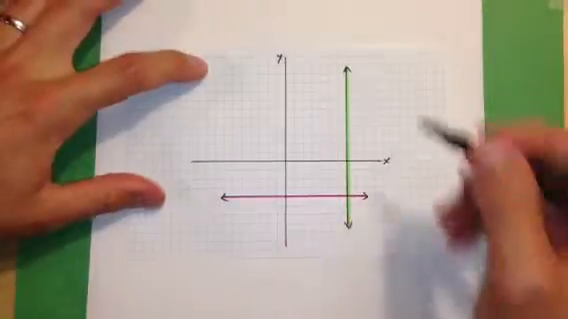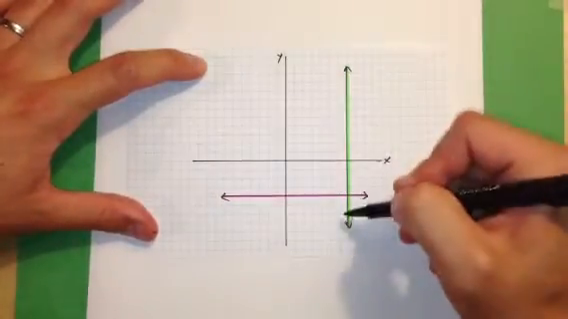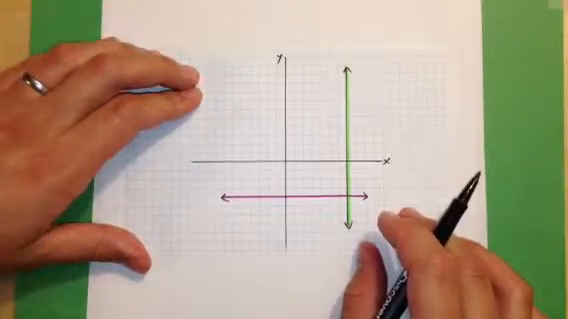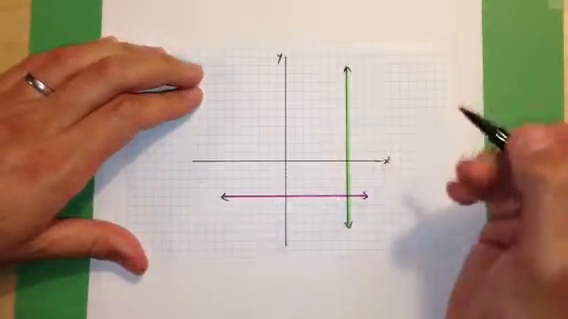On this coordinate plane, I've drawn the green line, which is a vertical line, and the pink line, which is a horizontal line. These are kind of special cases. So for the green line, let me plot a couple points.